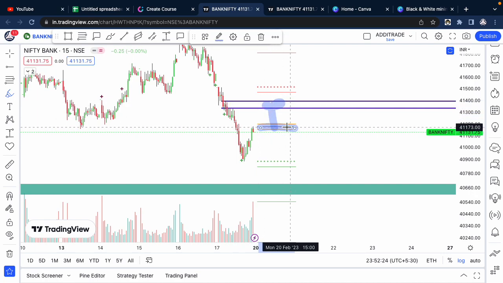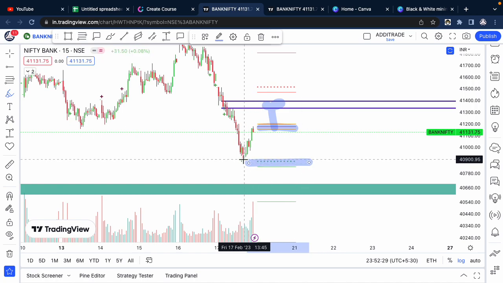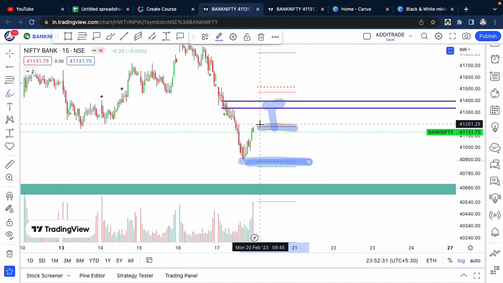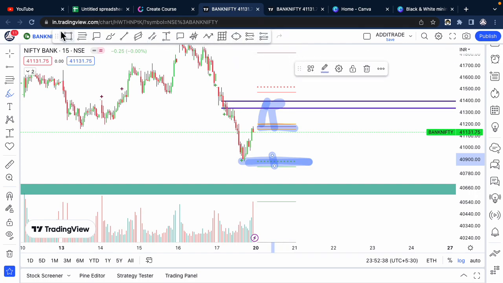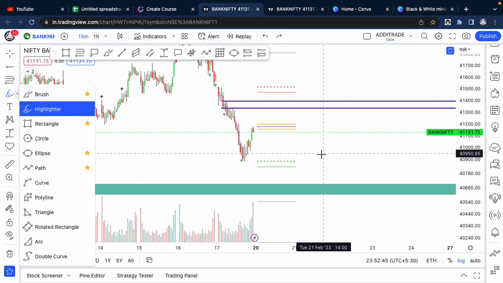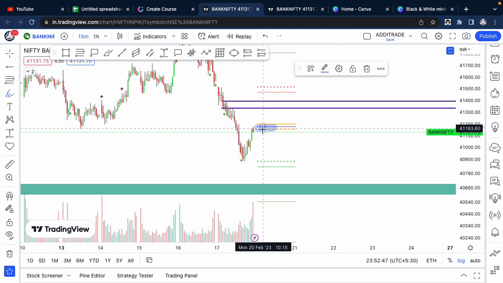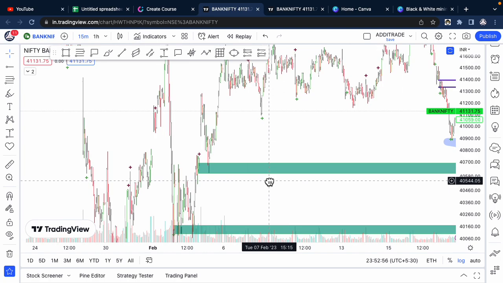First target is the CPR level, and then we have the previous day low at 40,800. If the previous day low breaks anyhow, either we get a gap up and break this, or we just get a flat opening, meaning without any sort of a gap up, and come down and break this level, right, the previous day low, this level of 40,800, then the next target is 40,600, because this is where we previously had a support.